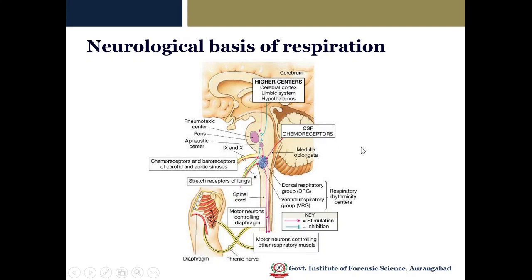So as far as the neurological basis of respiration is concerned, signaling is coming from the medulla oblongata and from the pons. Both of them together regulate respiration. I hope it is clear to you.